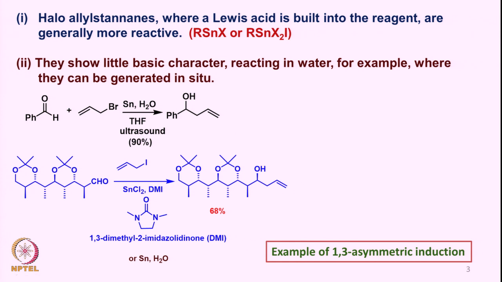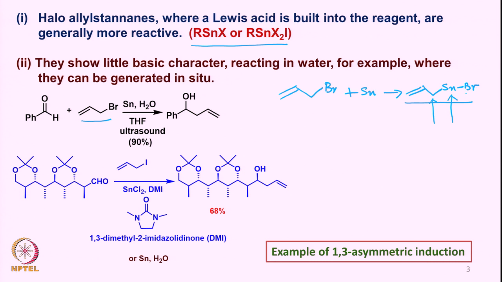Now haloallyl stannanes, where a Lewis acid is built into the reagent, are generally more reactive. So if we have reagents of this type, which can be prepared from the corresponding allyl halides such as allyl bromide, it can be expected that it reacts with, say, tin and forms an intermediate of this type where there is an oxidative addition. And this is the one that acts as a kind of inbuilt Lewis acid as well as the allyl transfer reagent. So there is an allyl transfer reagent from here, and of course you have a kind of Lewis acidity associated with this particular part of the reagent.